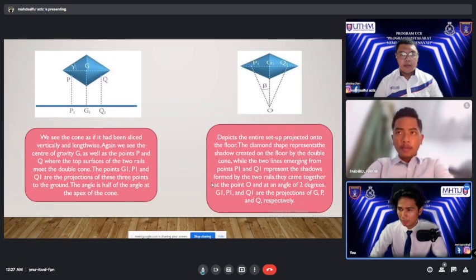The diamond shape represents the shadow created on the floor by the double cone, while the two lines emerging from points P1 and Q1 represent the shadow formed by the two rails. They come together at the point O and at an angle of 2 degrees. G1, P1 and Q1 are projections of G, P and Q respectively.